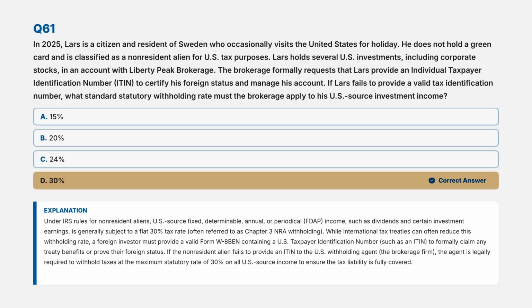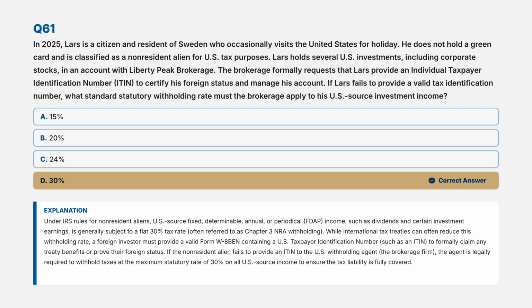While international tax treaties can often reduce this withholding rate, a foreign investor must provide a valid Form W-8BEN containing a US taxpayer identification number, such as an ITIN, to formally claim any treaty benefits or prove their foreign status. If the non-resident alien fails to provide an ITIN to the US withholding agent, the brokerage firm, the agent is legally required to withhold taxes at the maximum statutory rate of 30% on all US source income to ensure the tax liability is fully covered.